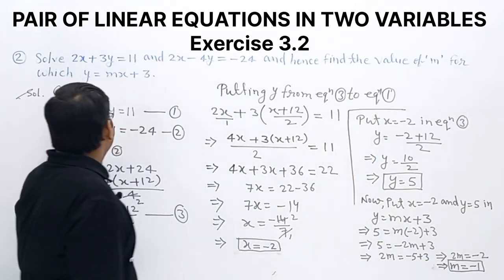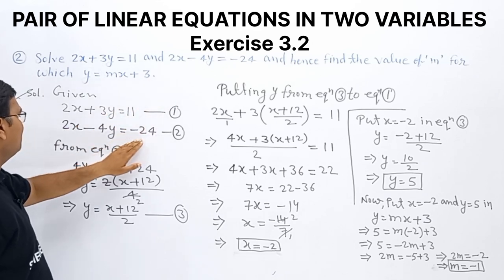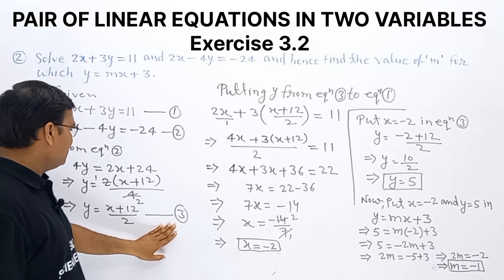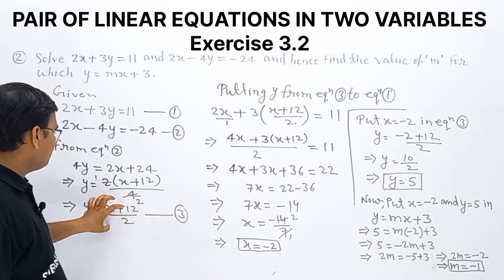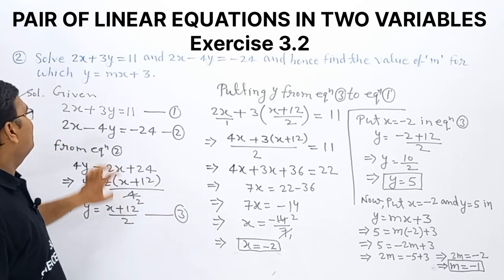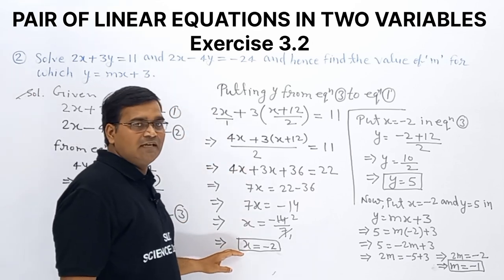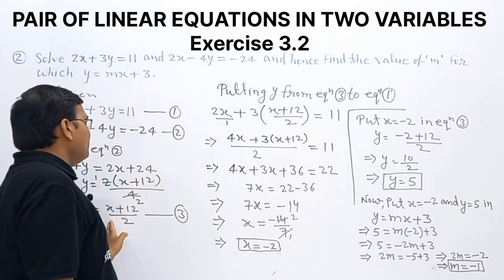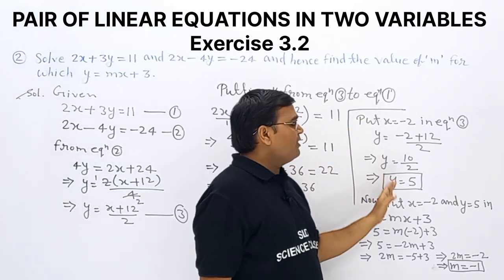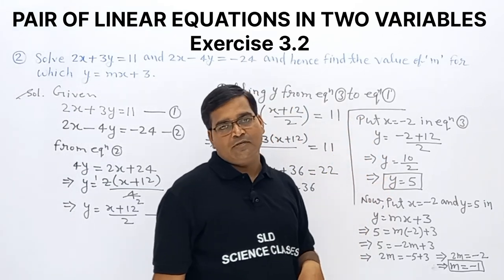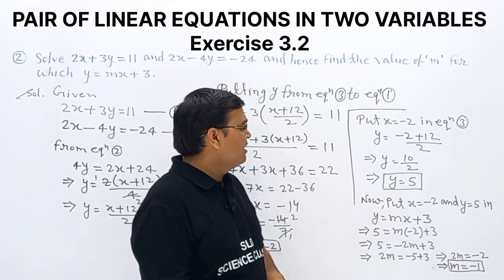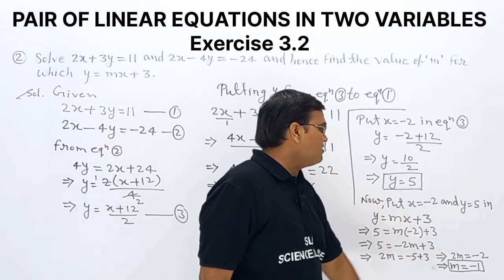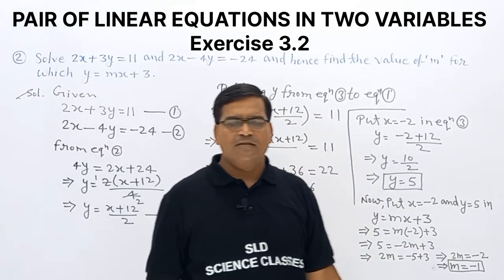So first we are considering this one as equation 1 and this one as equation number 2. I am taking equation number 2, solving for y, and considering it as equation number 3. Then we are substituting this value of y into equation 1 and solving for x. We are getting x equal to minus 2. Now we put this value in equation number 3 and get the value of y. We obtain both values of x and y, put them in this equation, and get the value of m, and this is minus 1. This is a simple question.